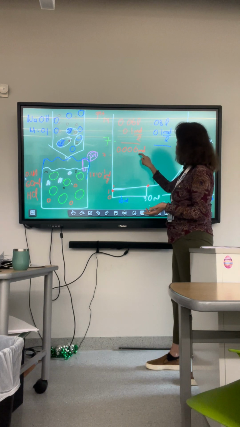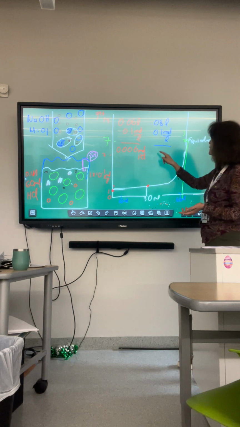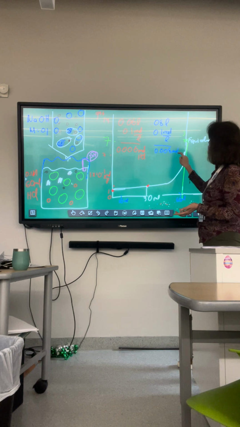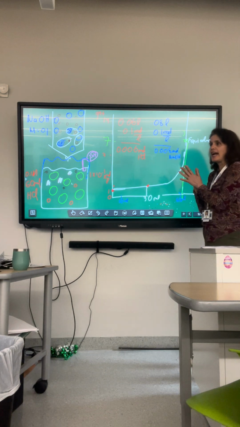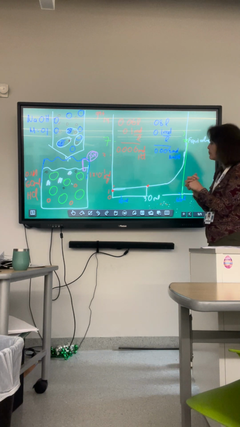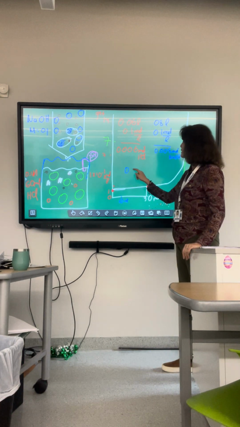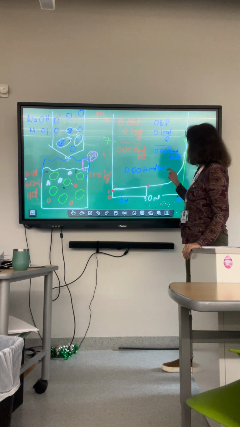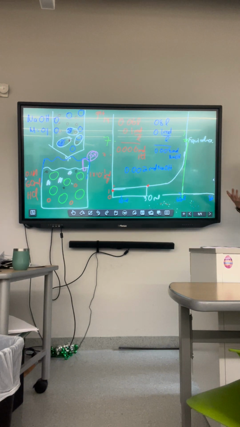Moles of HCl. How many moles have I dropped? 0.006. I guess it's not that bad. 0.008 moles of NaOH. You subtract them, right? Because they're going to cancel whatever cancels, and you end up with what? 0.002 moles of NaOH. Right? That's not a concentration.